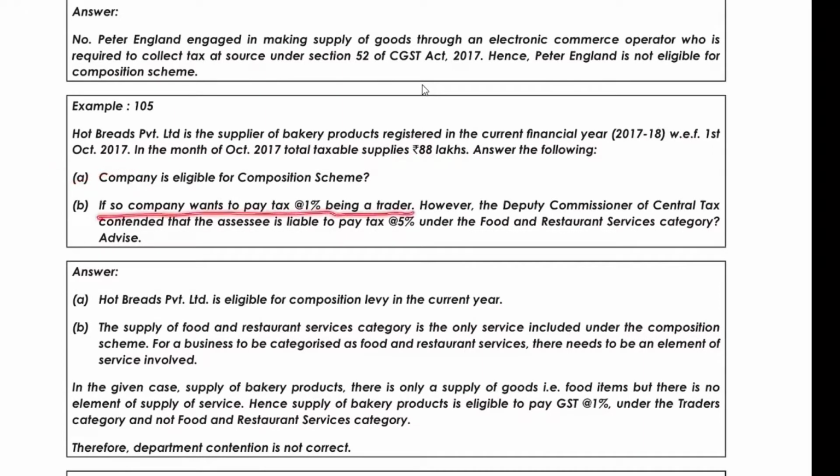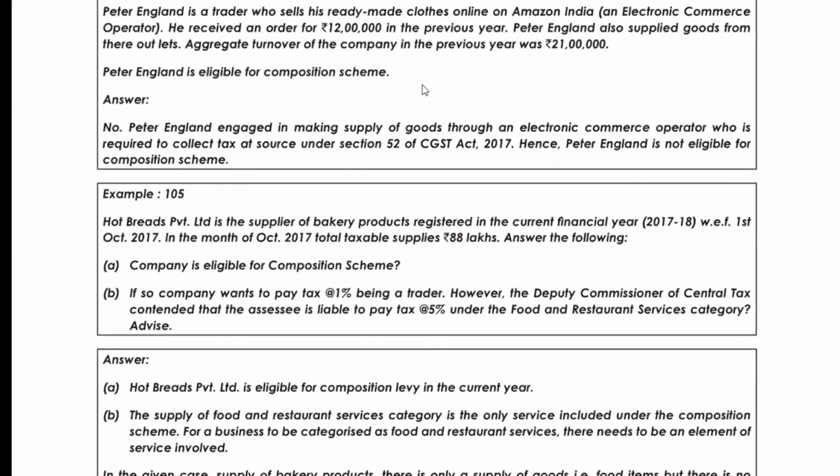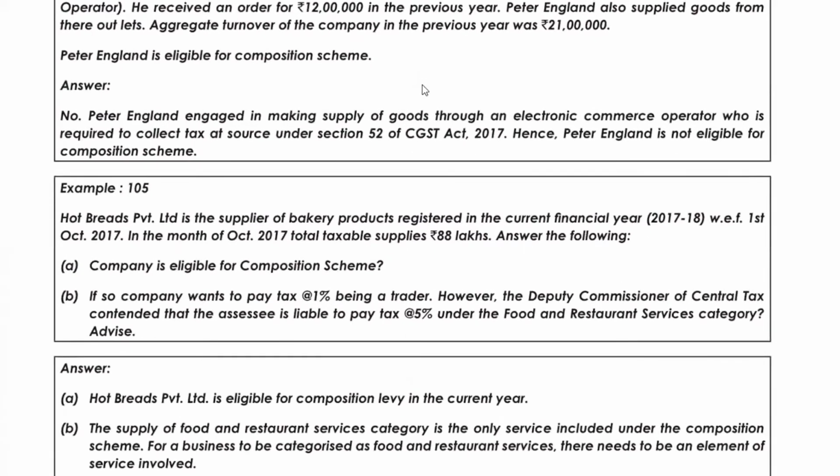However, the Deputy Commissioner of Central Tax contended that the company is liable to pay tax at 5% under the food and restaurant service category. Advice, please, anyone. I would love to hear this from you.